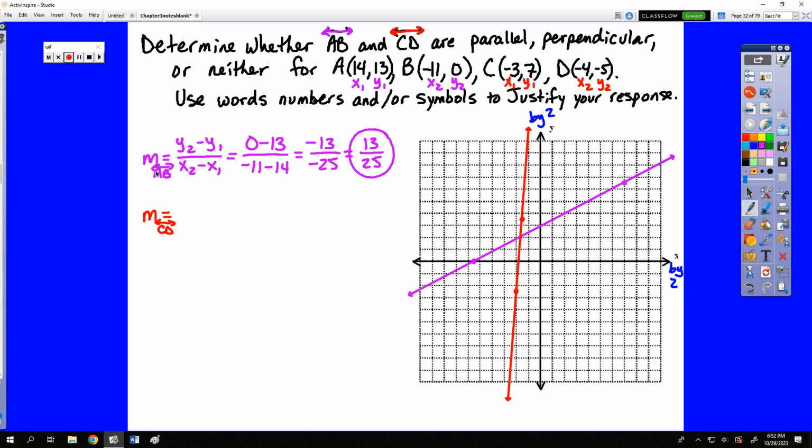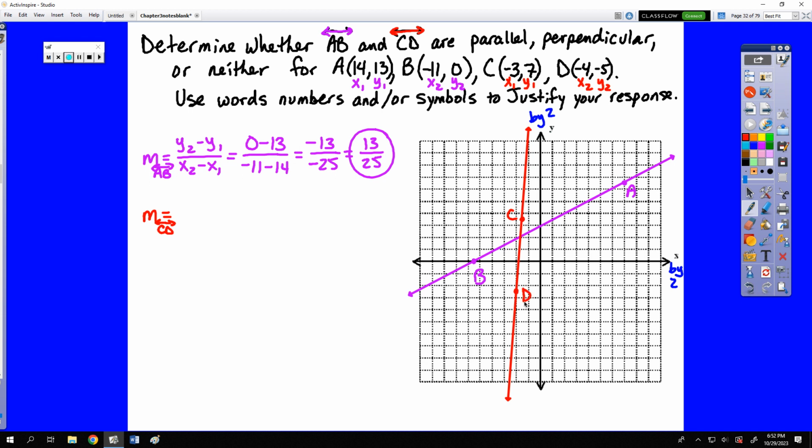Might as well label our graph while we're at it. This is point A, this is point B, this is point C, and this is point D. That's a terrible situation here. Let's get that fixed. There we go.